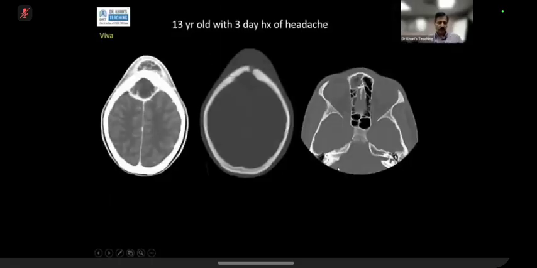Okay, this is a 13-year-old with a 3-day history of headache. What is happening? This is post-contrast CT and bone window. Over to you.